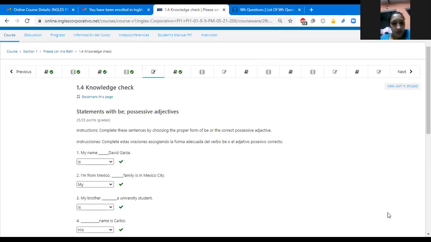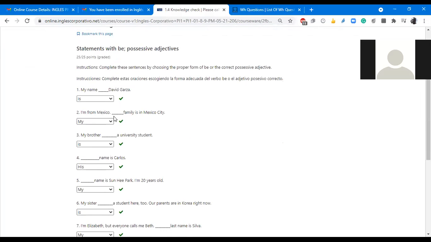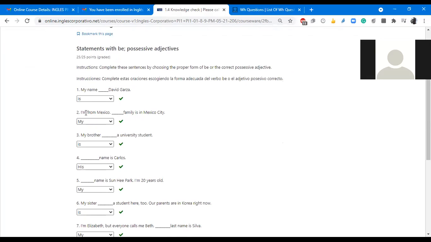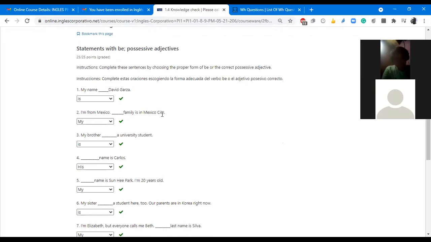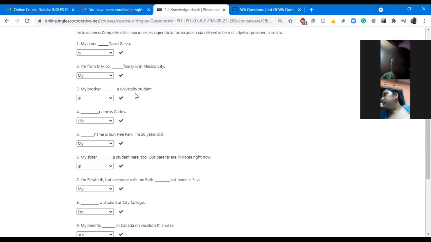Yes, the context is important because remember that if you're talking, I am from Mexico, then in the next one you have to see my family is, right? For example, if I say she is from Mexico, we will use her family. So depending on this, we use his name is David Garza. Okay, we're probably talking about another person, right? Yes, the context is very important.